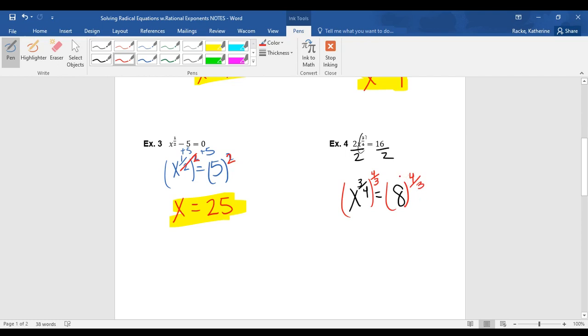Since this would cancel out, I get x, and this would become the cubed root of 8 to the 4th. What you're going to do here is do the cubed root of 8. Let's actually write it like this. The cubed root of 8, which is 2.